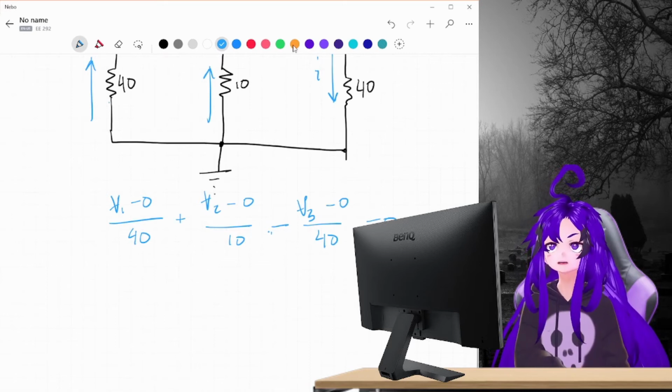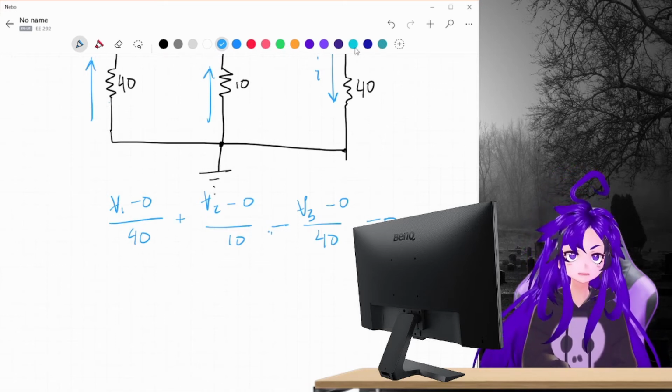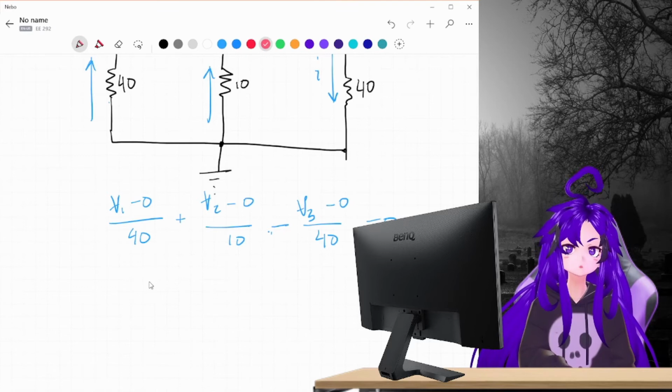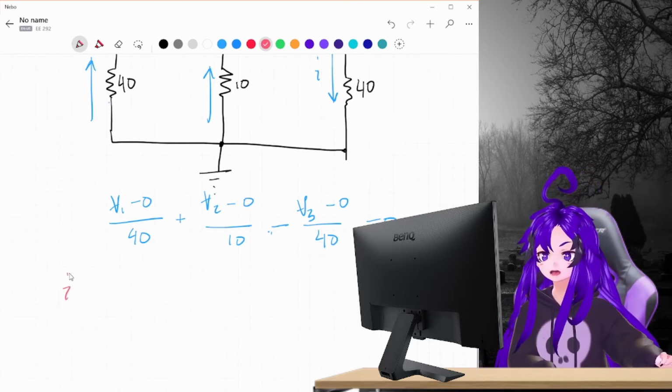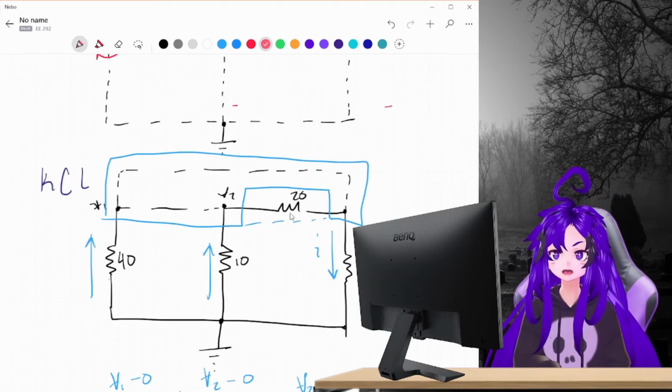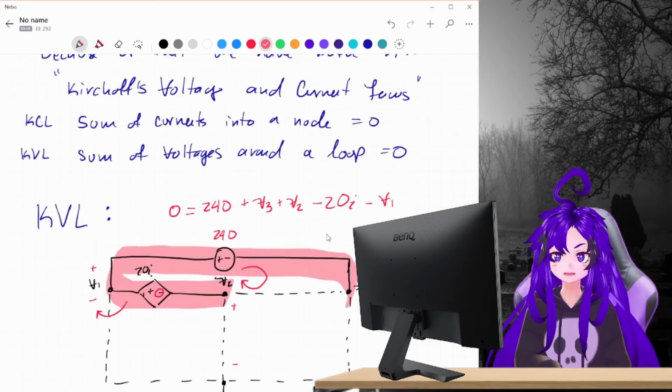Now, you might notice a problem here, and that problem is we got a lot of variables. We got I, right? And I is up in this one too, right?